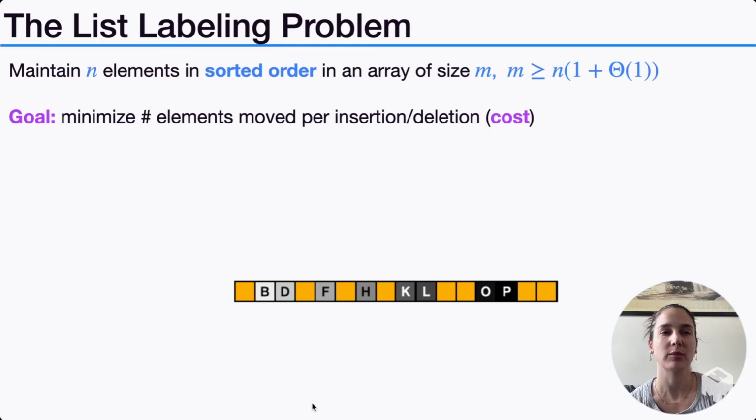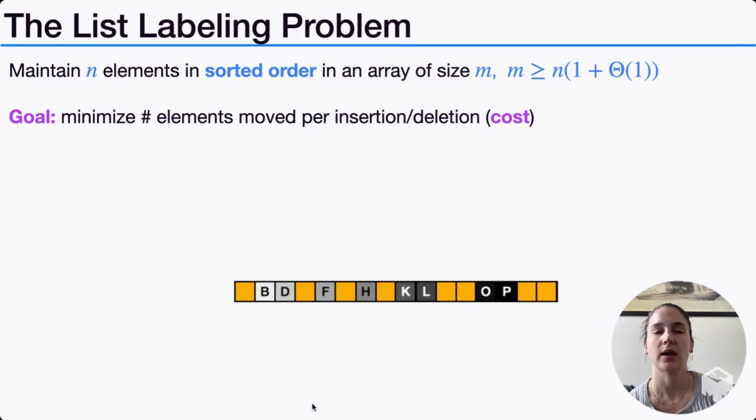So in the list labeling problem, we maintain n elements in sorted order in an array of size m, where m, the size of the array, is fixed, and then n changes as elements are inserted or deleted dynamically, subject to the constraint that m is at least some constant multiple of n.